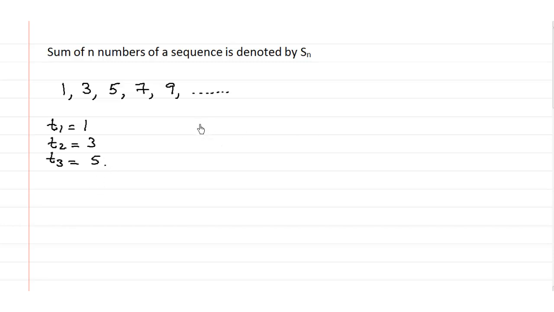But if I say S1, it means 1. S stands for sum. Sum of the first number, which is the first number itself. If I say sum of the first 2 numbers, it means the first number and the second number added together. So 1 plus 3 is the sum of the first 2 numbers. If I say S3, this is the sum of the first 3 numbers.